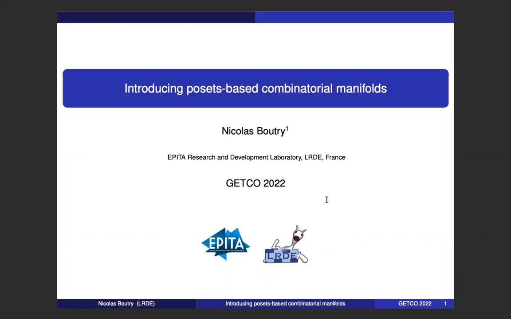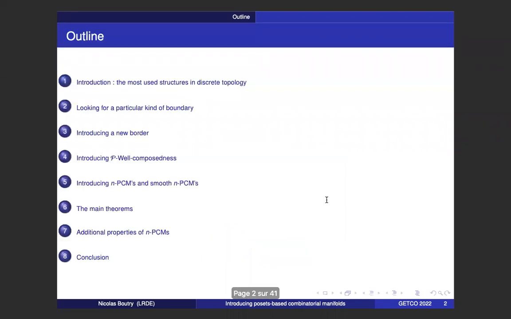So hi everybody, today I'm going to present you a new tool that I introduced and which is related to discrete surfaces and which makes us able to introduce what I call PCMs. I will detail after, but in brief, it is a poset-based combinatorial manifold. Okay, let's start. So the plan is the following.